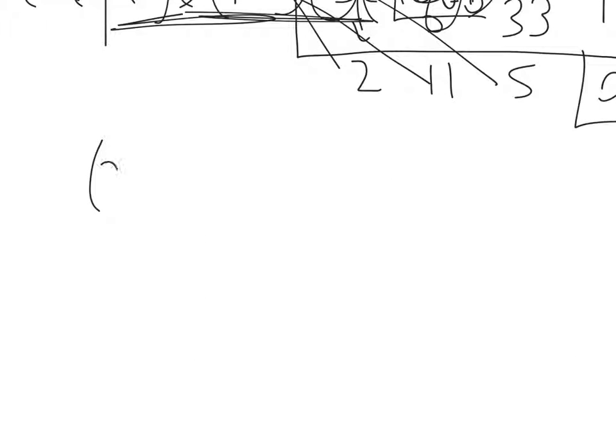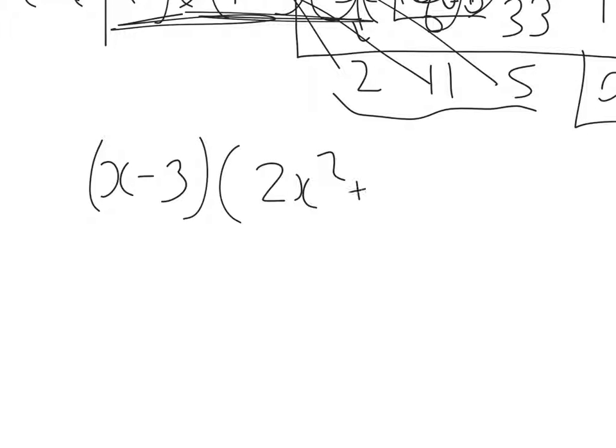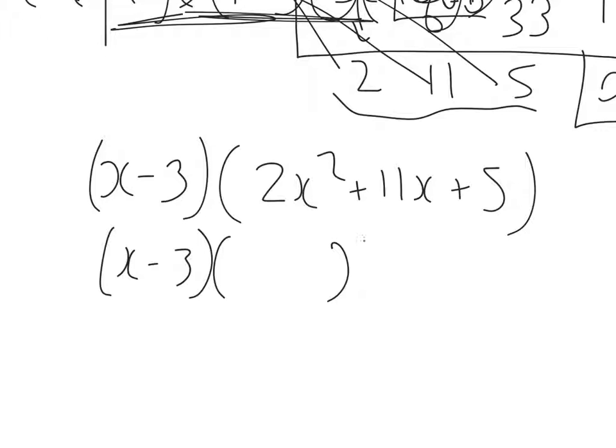So 3 is a root, that will come from the bracket x minus 3, and the quotient here is 2x squared plus 11x plus 5, and whichever way you factorise that, you should end up with 2x plus 1 bracket x plus 5, and that's the final answer.